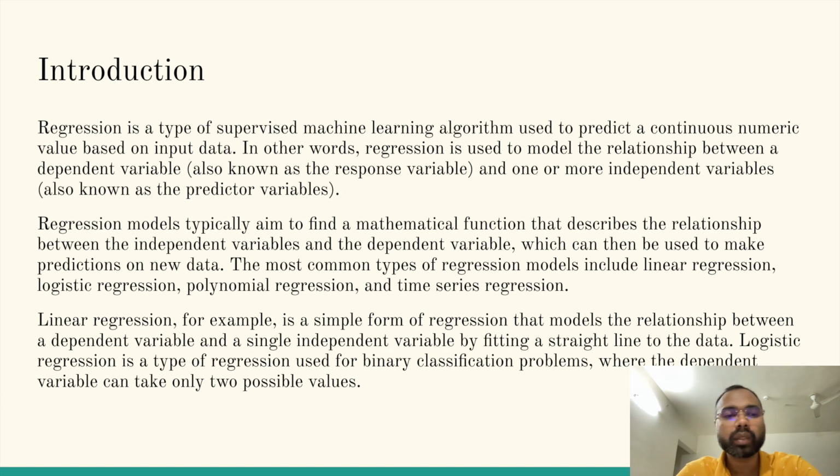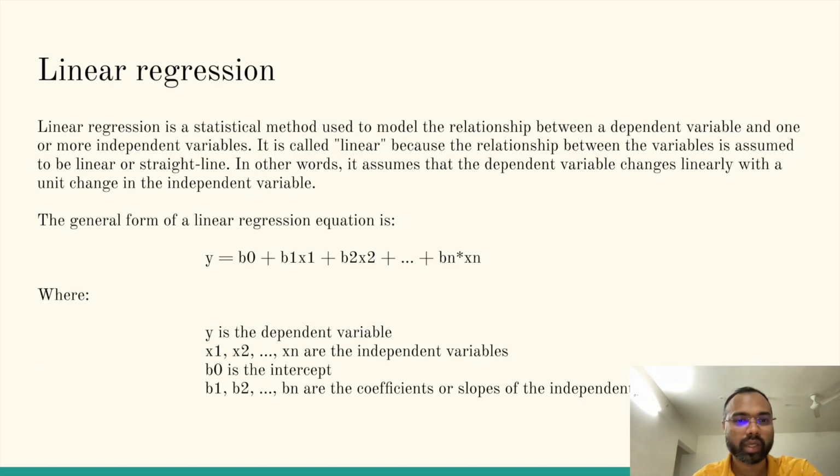Now there are several examples. Linear regression, for example, is a simple form of regression, like I was just explaining, and logistic regression is a type of regression used for binary classification problems, where the dependent variable can only take two possible values. The difference is that logistic regression also gives us a numerical value, like 0.2, 0.4, 0.8, 0.9, something like this, but based on a threshold we convert it into a classification problem. We'll be seeing both of these one after the other. So let's first get into linear regression.